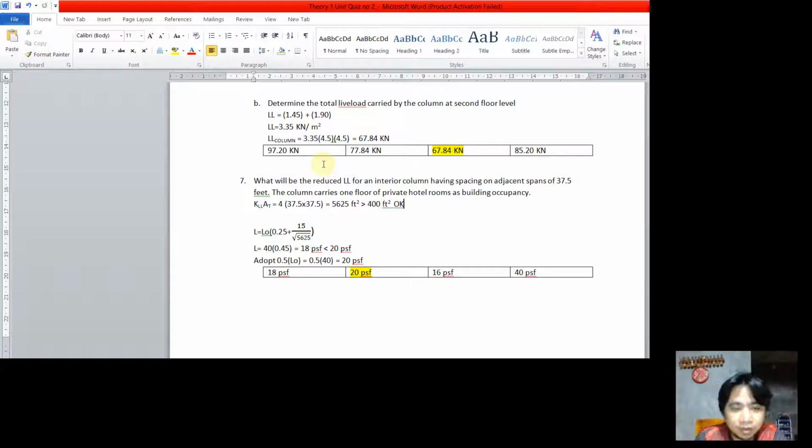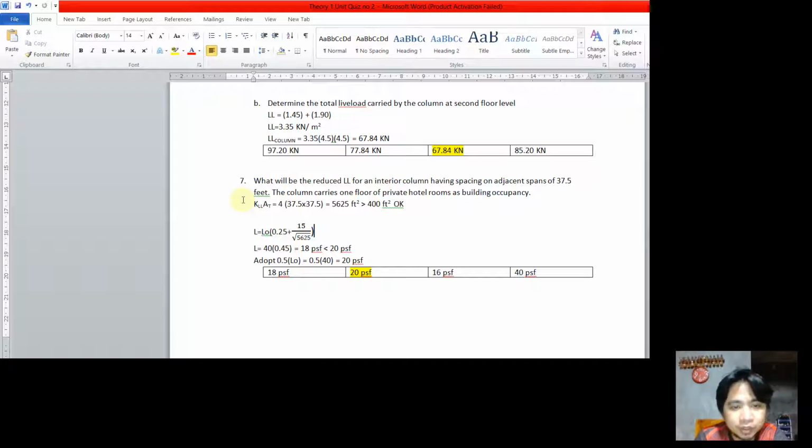Okay. So we employ the formula in terms of English unit. So we will be having a value of 18 PSF. So 18 PSF is less than 50% of 40, because the original loading is 40 for a private hotel room. So having said that, 18 is reduced too much.